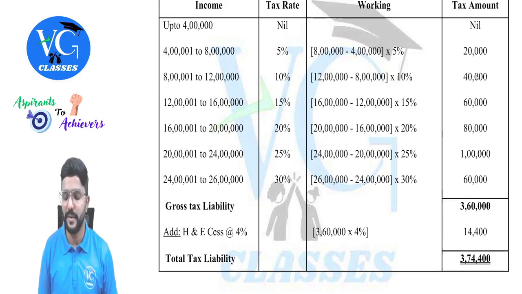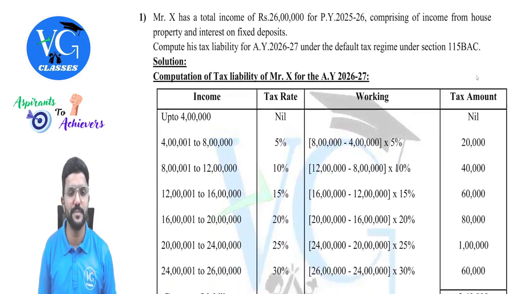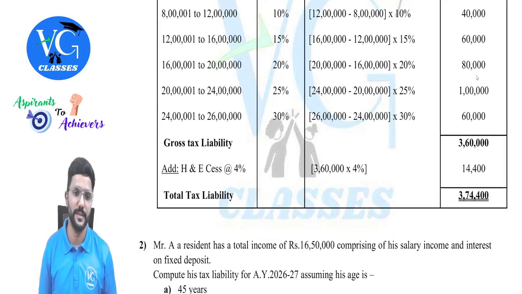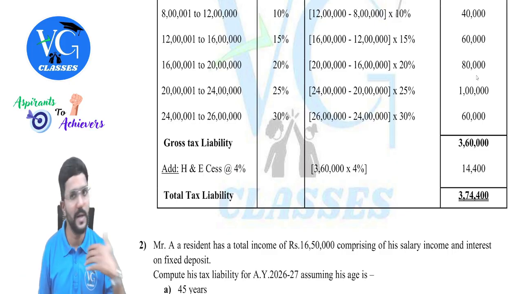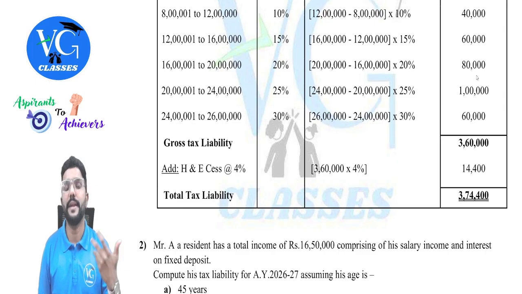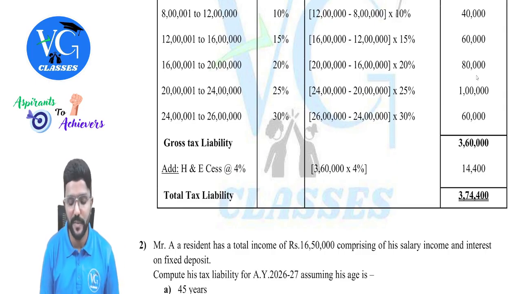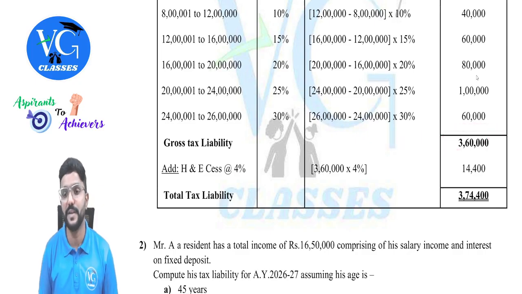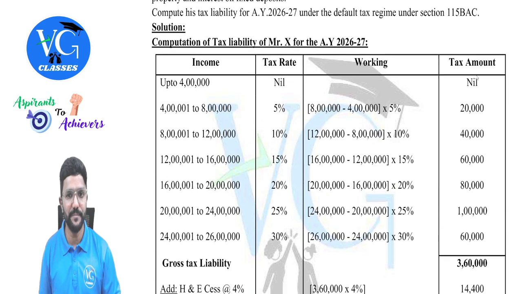So what is the gross tax liability of the assessee, an individual, Mr. X? It is 3,60,000. So is the rebate available? No, sir. Is surcharge applicable? No, sir. We will discuss both these topics a little later. Then 4% health and education cess will be applicable on 3,60,000, which will come to 14,400. So the total tax liability of Mr. X, who is an assessee, is 3,74,400 under the default regime, guys. Is that clear?